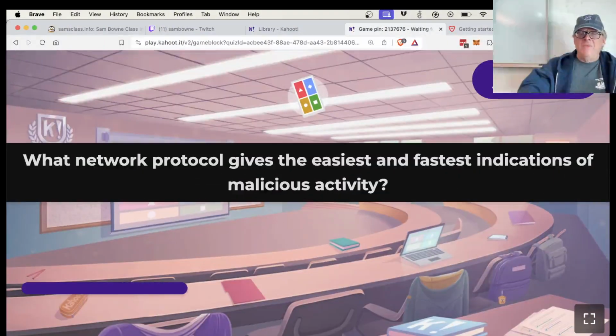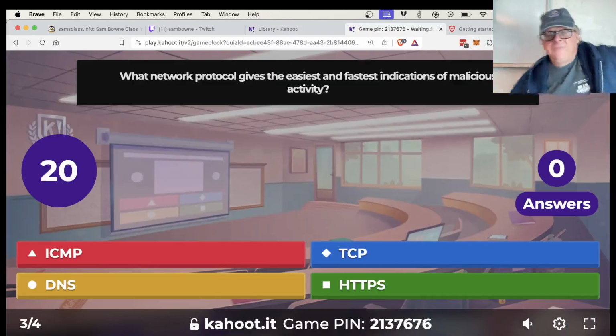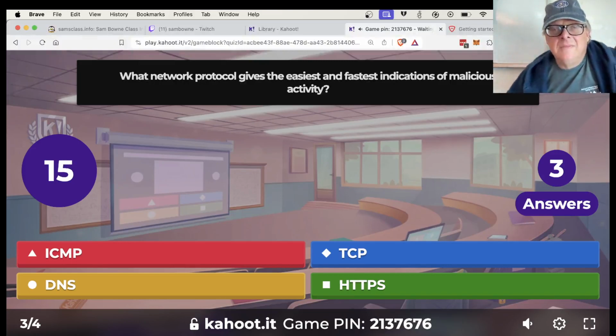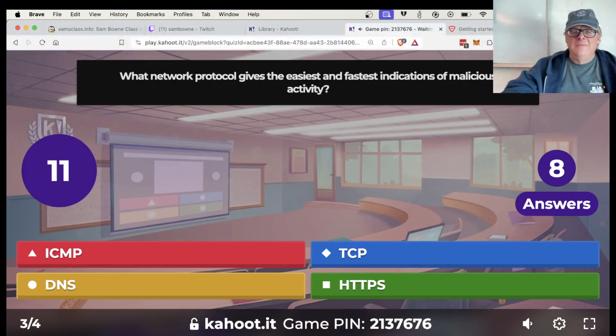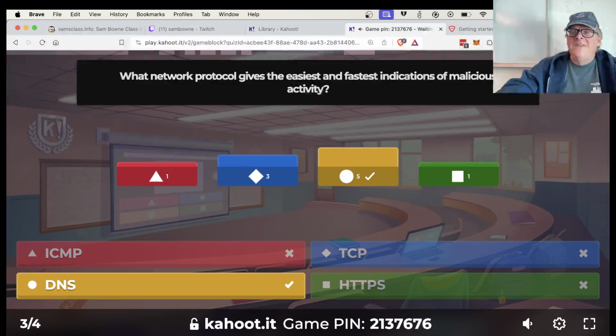All right, so what network protocol would give you the easiest and fastest indicator of malicious activity? DNS, easiest to monitor, easiest to understand, everybody's favorite.